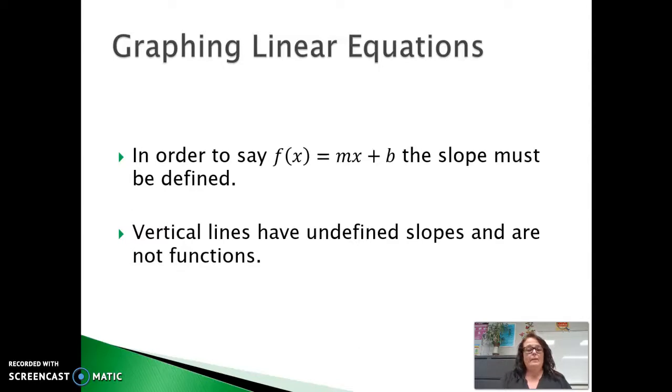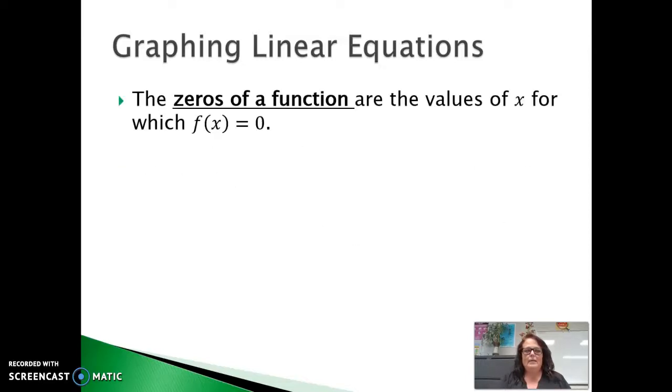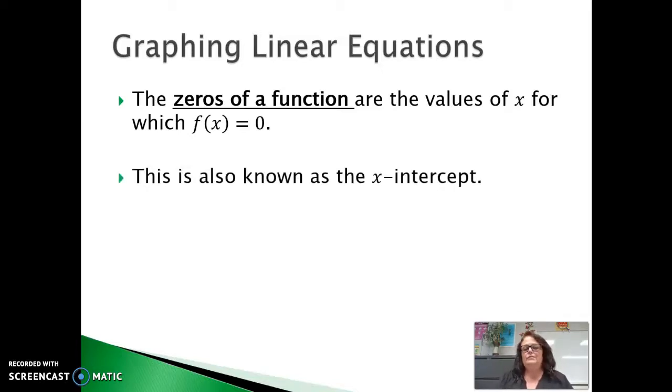So let me just remind you, if at any time I'm going too fast, remember you can pause and you can replay, so feel free to do that. All right, so then the next thing we're going to talk about are the zeros of the function, and so that's the values of x for which the function is equal to 0. So it's also known as finding the x-intercept. So instead of using slope-intercept form to find the y-intercept, you're going to start at the x-intercept.